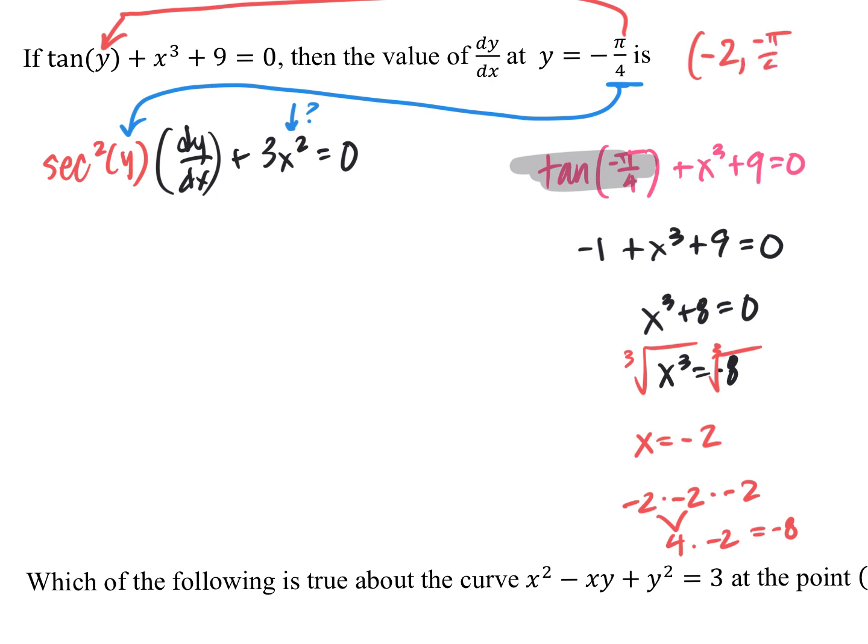So now we know that my function includes this point. And now I can go plug in a -2 for my x. Whew. Okay. Let's say the secant squared of negative pi over 4. Ooh, I got a dy/dx still. I didn't solve for it yet, and I did that on purpose just to show you we don't have to get my dy/dx by itself first if you don't want to. I'm going to go plug in a -2 for my x.